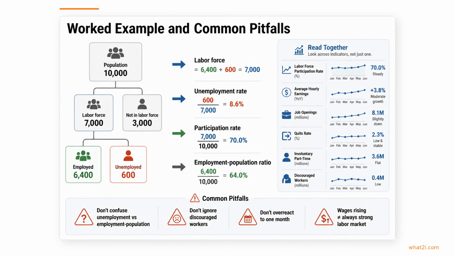A simple worked example shows why these measures belong together. If 400 people are employed and 600 are unemployed, the unemployment rate is 86%, but the participation rate is 70% and the employment population ratio is 64%. And those differences matter when you interpret the economy. It also helps to avoid common mistakes, like overreacting to a single month, or ignoring discouraged workers, involuntary part-time work, wages, openings, and quits.